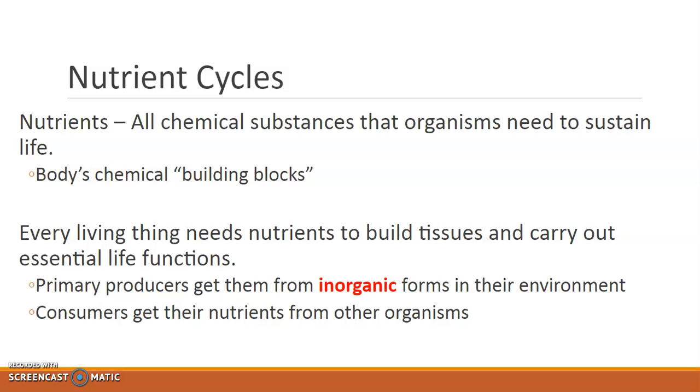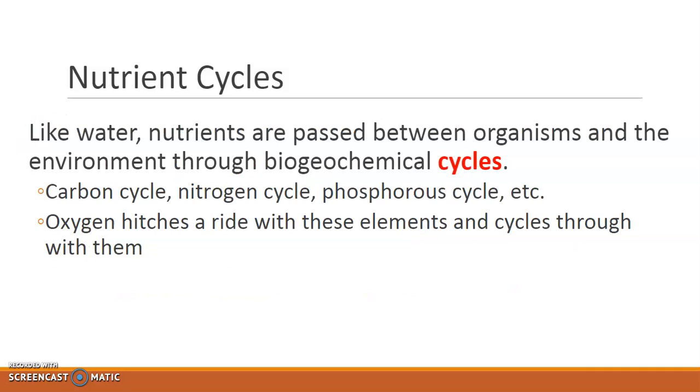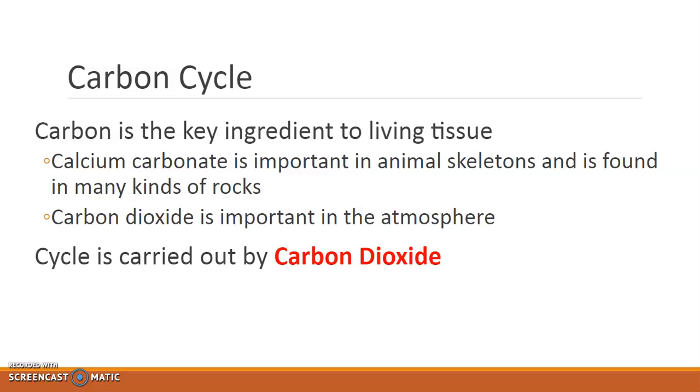The nutrient cycles are all the chemical substances that organisms need to sustain life, aka the body's chemical building blocks. Every living thing needs nutrients to build tissues and carry out essential life functions. Primary producers get them from inorganic forms in their environment. We consumers get them from eating other organisms. Like water, nutrients are passed between organisms and the environment through biogeochemical cycles. Carbon, nitrogen, and phosphorus are what we're going to be talking about today. Oxygen basically hitches a ride with a lot of these elements and cycles through with them.